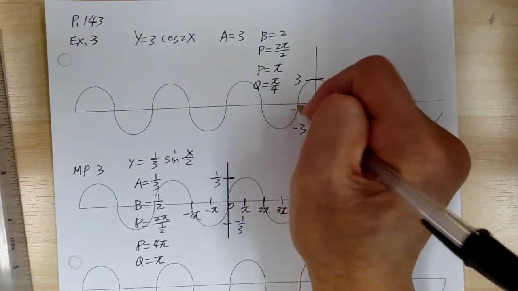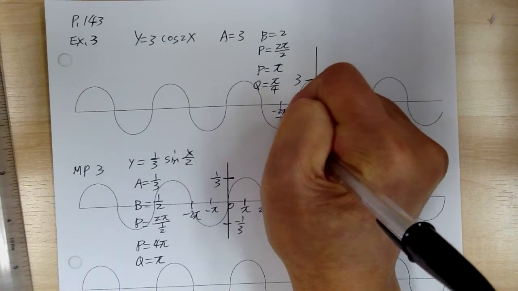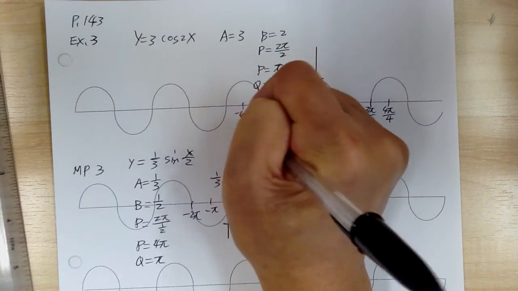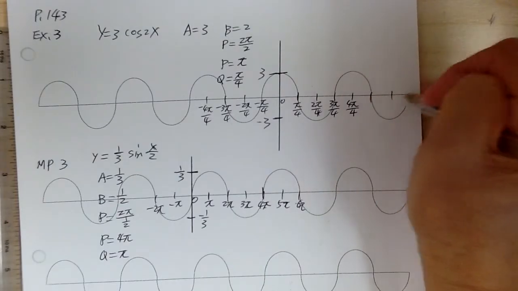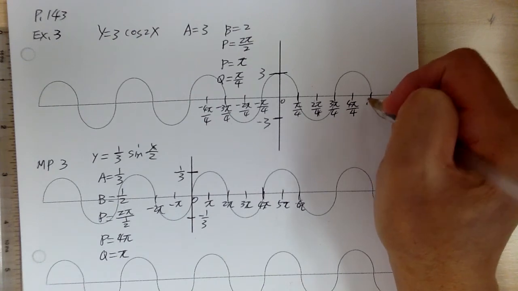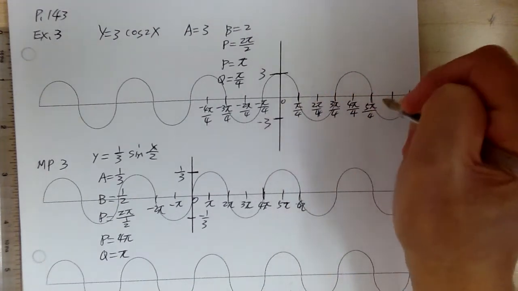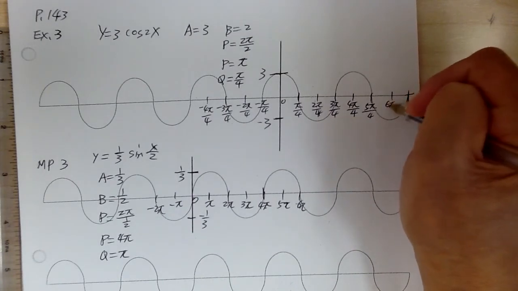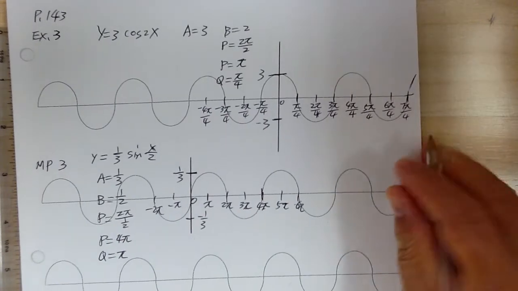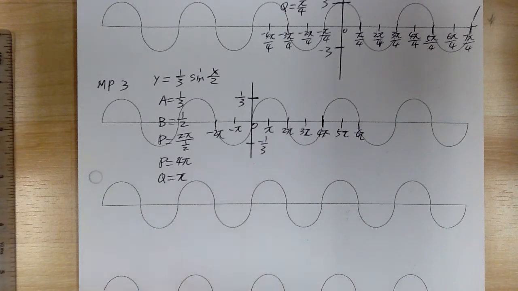So negative pi, so you go negative pi over 4, negative 2 pi over 4, negative 3 pi over 4, negative 4 pi over 4. On this side, you have to keep going. I run out of space now. So 5 pi over 4, 6 pi over 4, 7 pi over 4, and next one would be 8 pi over 4. Okay, so that's what you need to do.